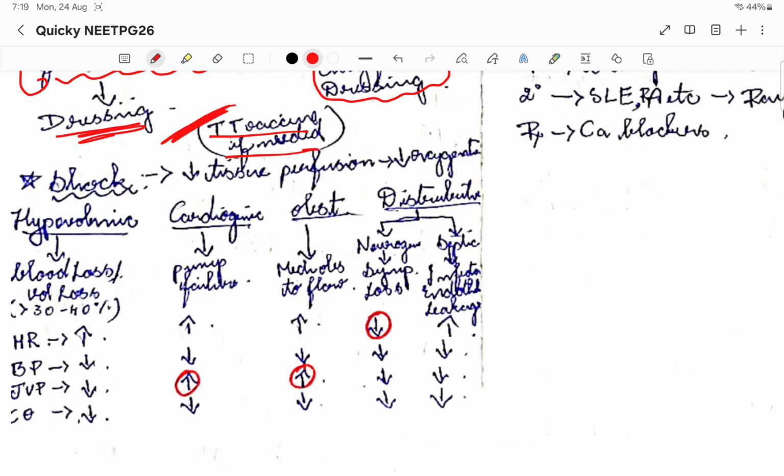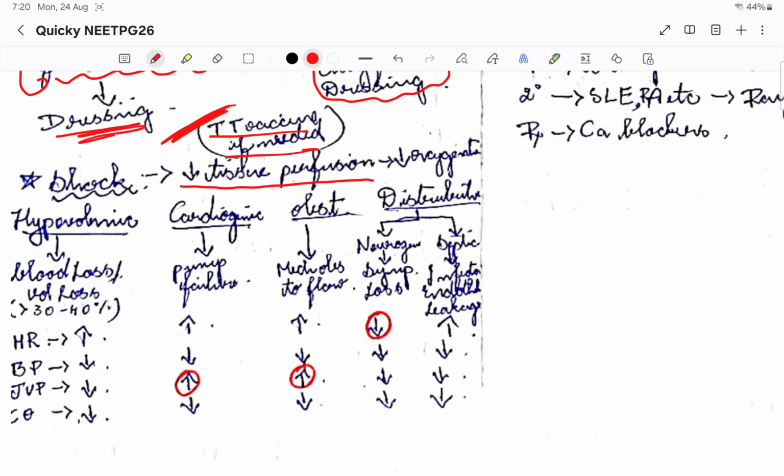very important, that is shock, right? So what is shock? It is nothing but reduced tissue perfusion. Tissue perfusion means the blood is not reaching the tissue, or not enough blood is reaching the tissue. So that is why there is no tissue perfusion.